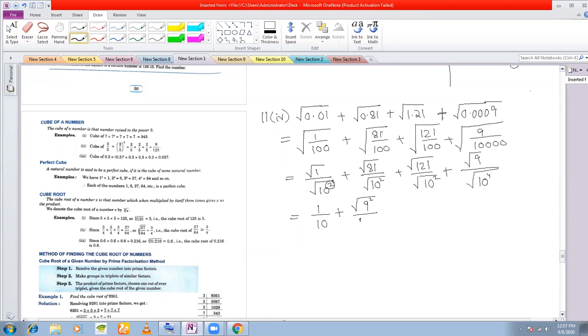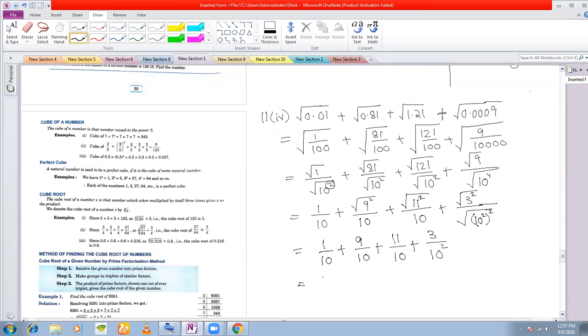So root 100 is 10, and root 121 is 11. Root 81 is 9, root 9 is 3, and 10 to the power of 4 can be written as 10 square square. Okay. So what happens? You get 1 by 10 plus root of 9 square is 9 divided by 10, plus root of 11 square is 11 divided by 10, plus 3 divided by 10 square.